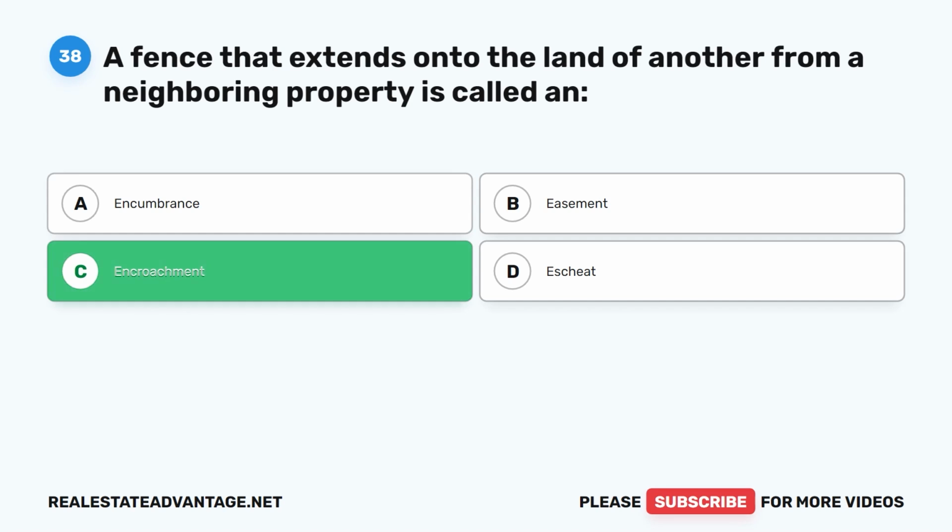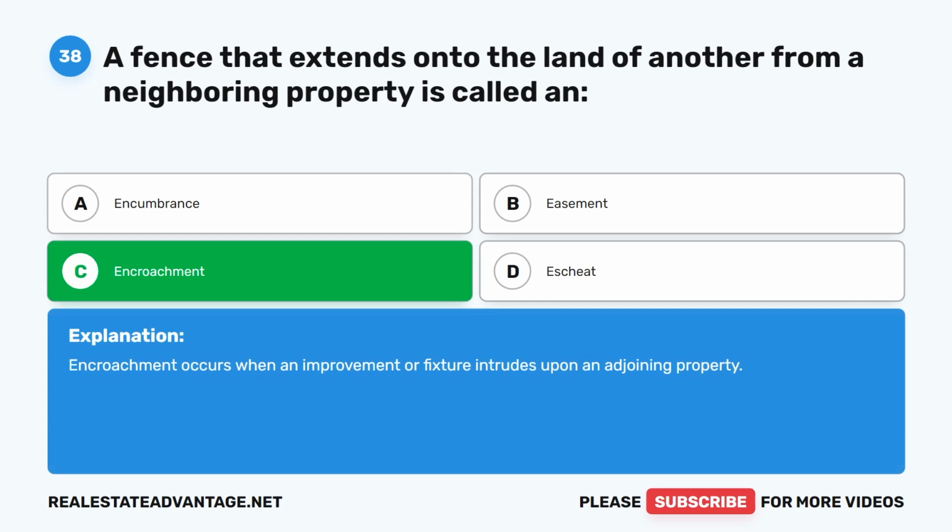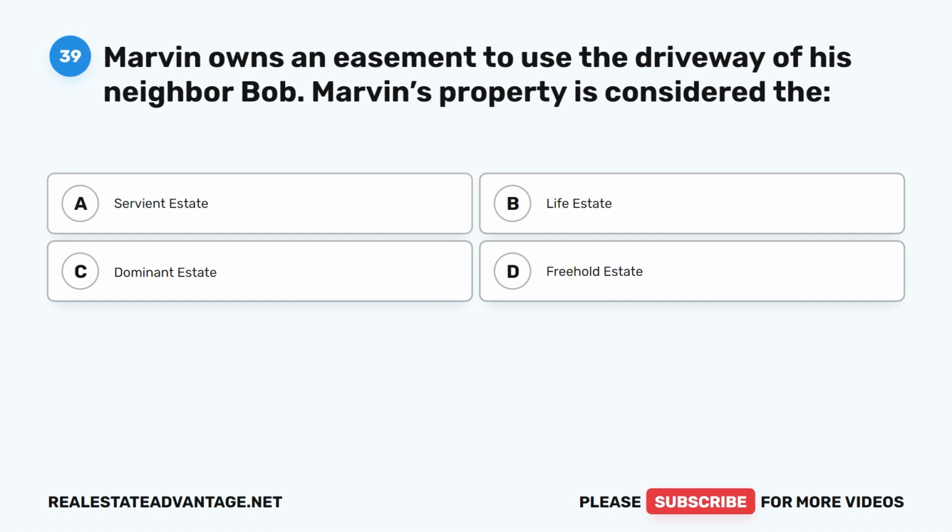Escheat. The correct answer is C. Encroachment. Encroachment occurs when an improvement or fixture intrudes upon an adjoining property. Question 39. Marvin owns an easement to use the driveway of his neighbor Bob.